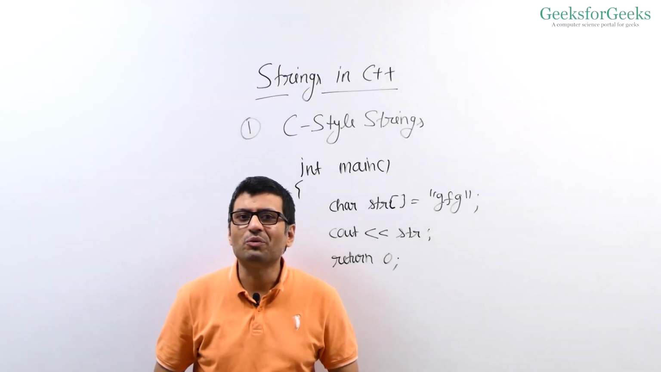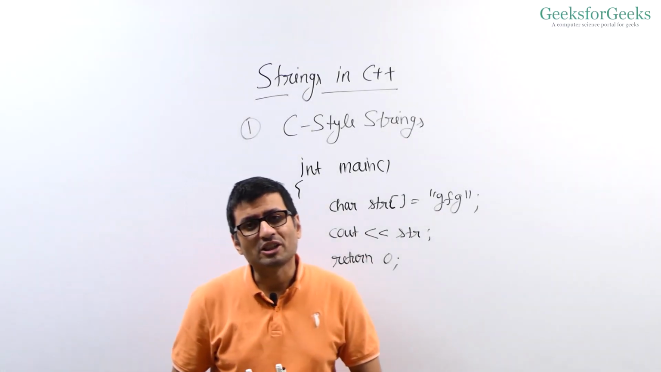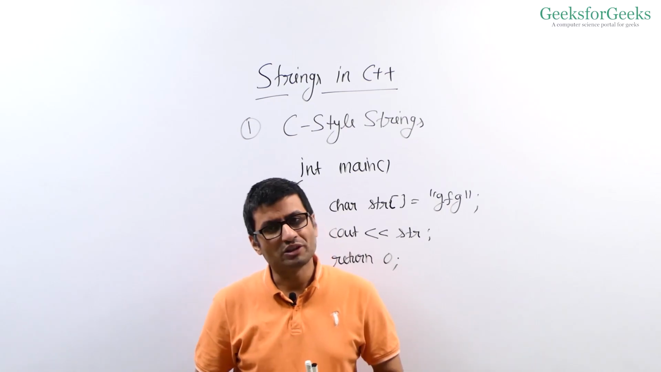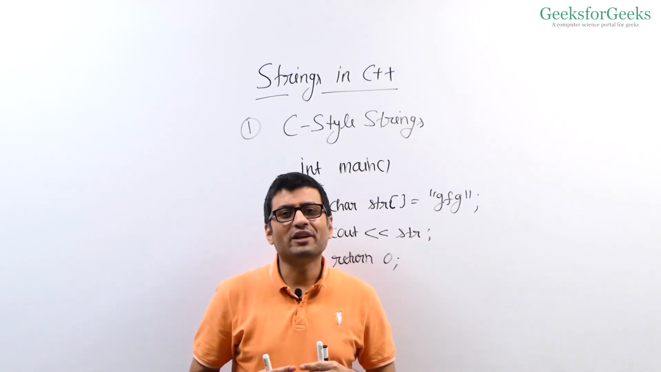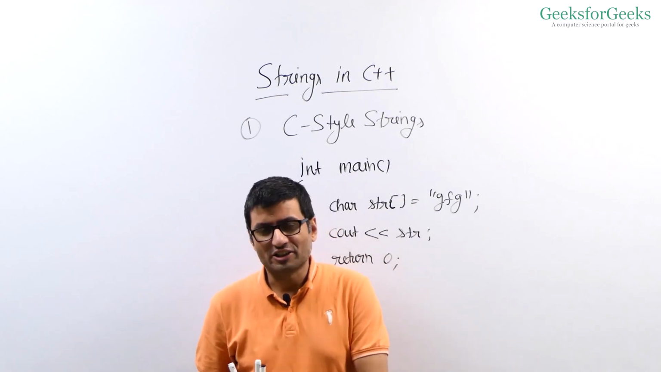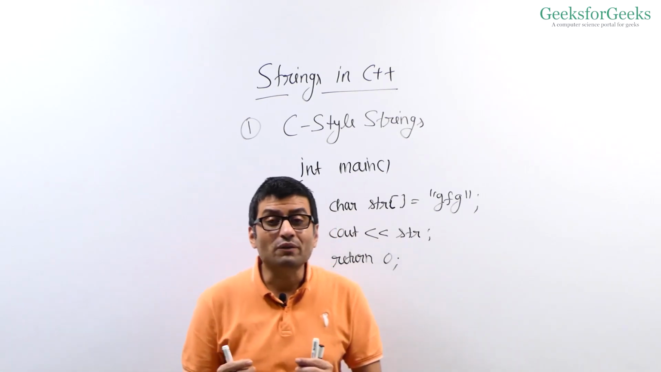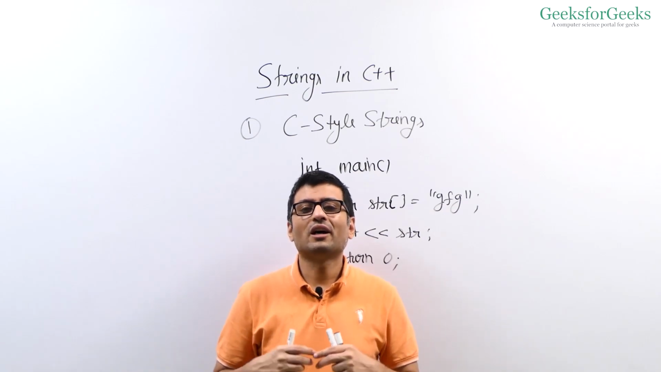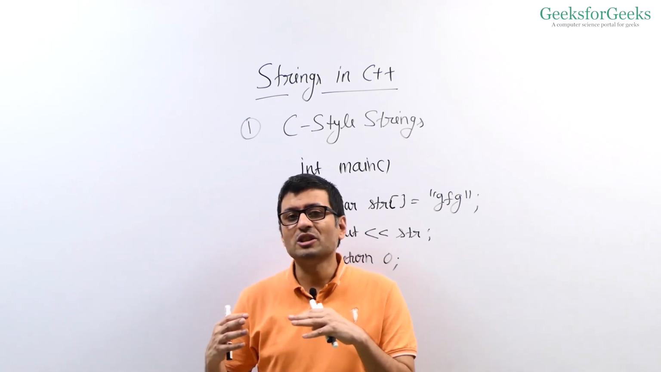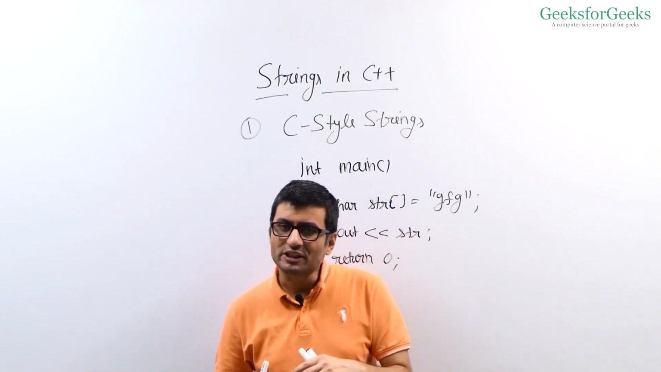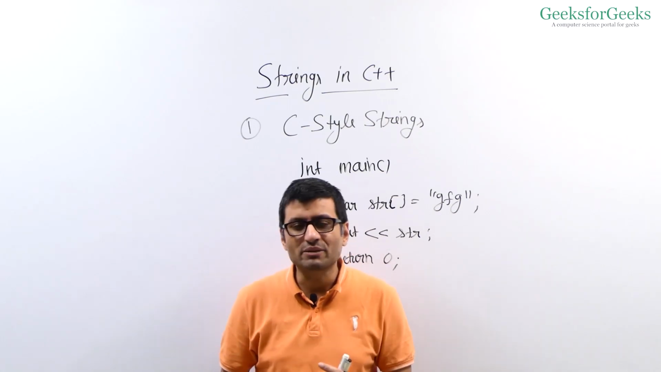Hi, in this video we are going to talk about strings in C++. Strings in C++ can be represented in two ways. One is an array of characters, which is called C style strings, and the other way is using an object of the string class, which is a better way, the C++ style. Since C++ is a superset of C, we have both ways to create a string in C++.